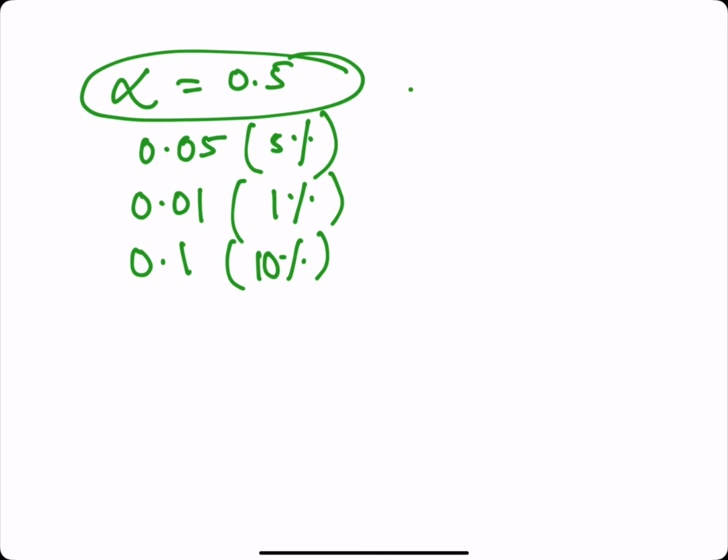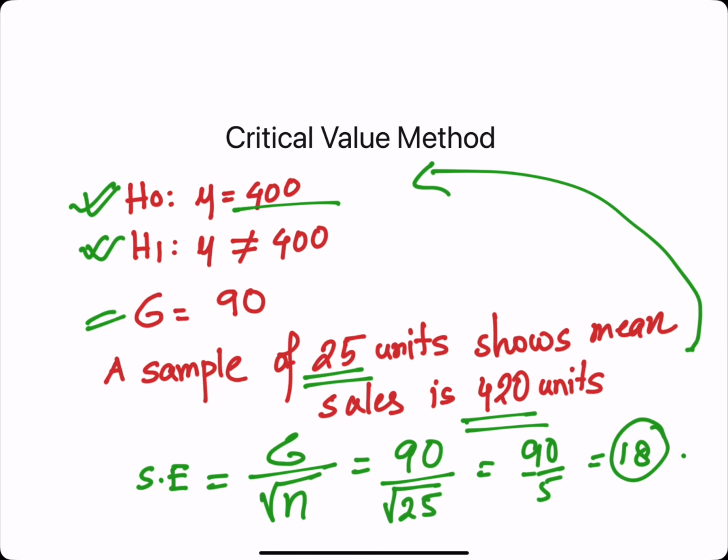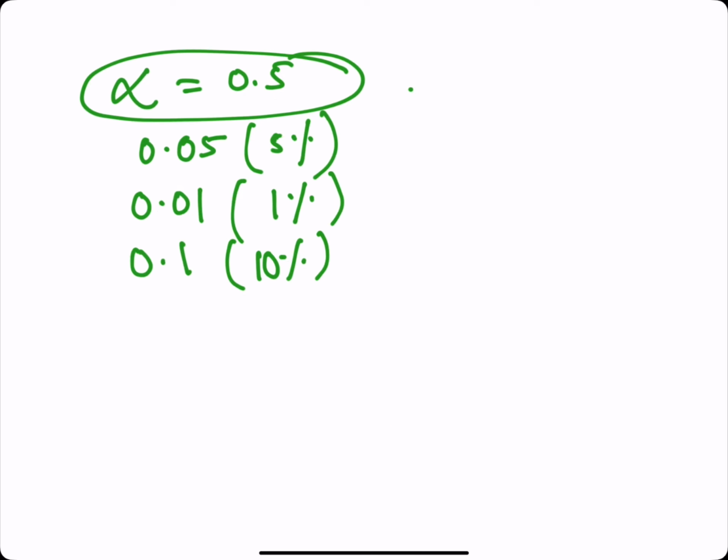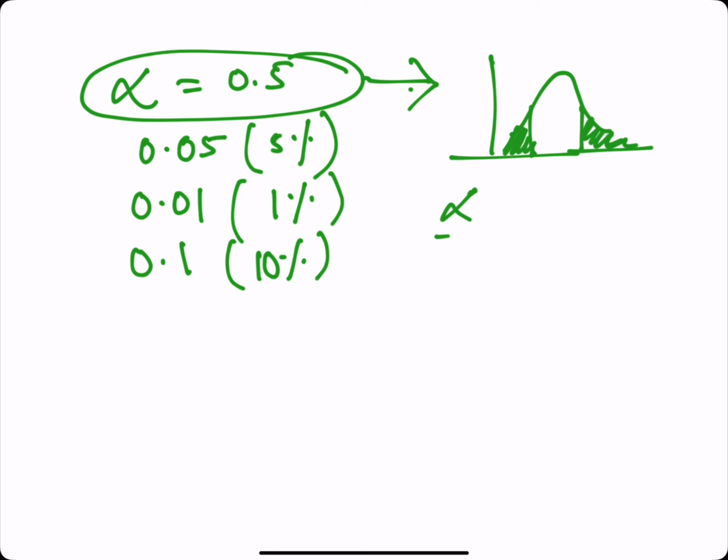Now, how do we find the critical value? Since you are conducting a two-tailed test, because our alternative hypothesis has a not-equal-to sign, you need to divide the significance level into two, because we have the critical value on both sides of the curve, since it is a two-tailed test. So if we divide alpha by 2, that is 0.05 by 2, we get 0.025.